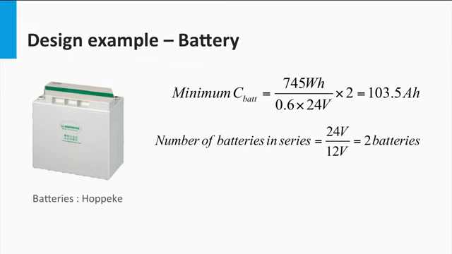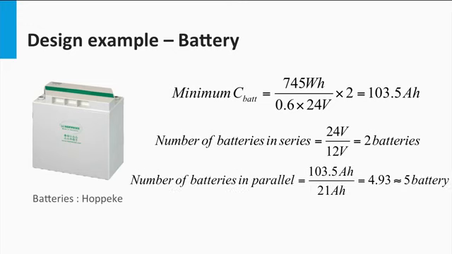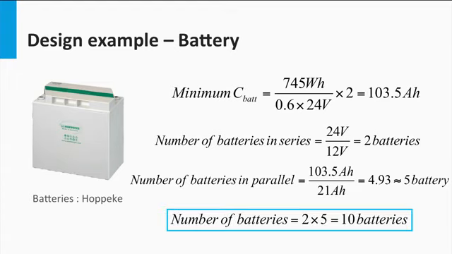Now, this brings us to the number of batteries required. An operational voltage of 24 volts requires two batteries of 12 volts each in series, whereas a battery capacity of 103.5 amp hours requires 5 batteries in parallel. Therefore, a total of 10 batteries are required to create the battery bank for the PV system.